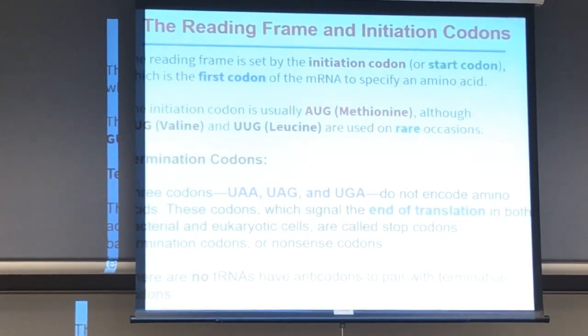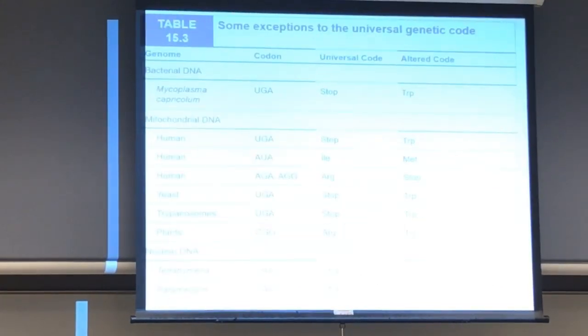So termination codons are UAA, UAG, and UGA. They do not code for any amino acids, so there is no transfer RNA with anti-codons for UAA, UAG, and UGA, and this specifies the end of translation itself. So there are no tRNAs which have anti-codons to pair with termination codons.